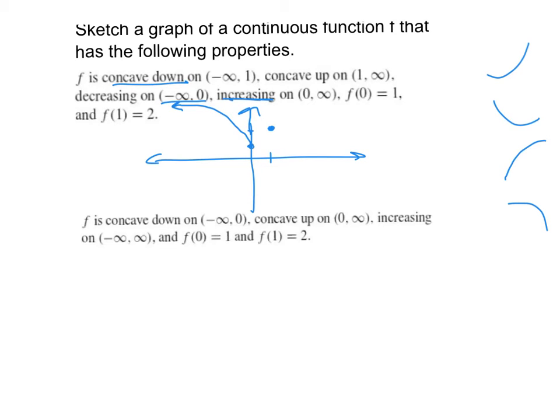So concave down, increasing, so it's going to do that. And then we go to increasing concave up. So that's where we go up.